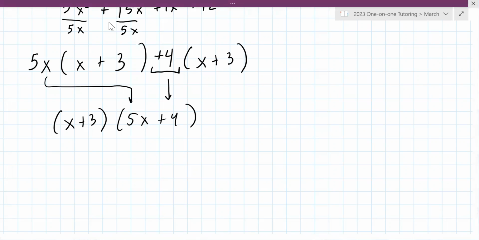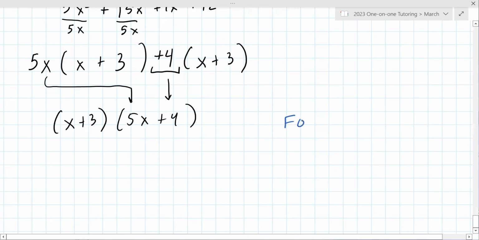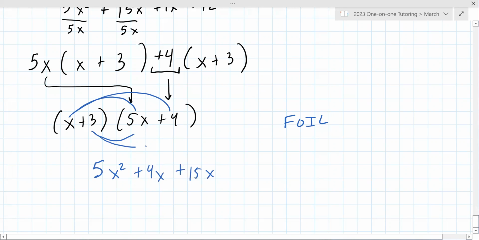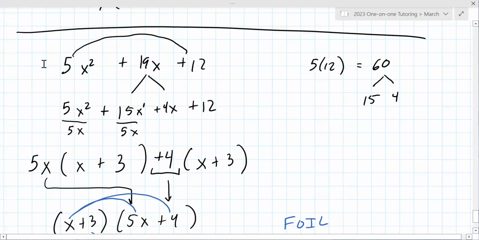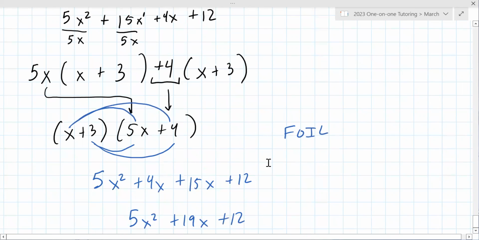And then just real quick, because we don't have much time here, if we were to FOIL this, you can see that it does get you back to the original. X times 5x is 5x squared. X times 4 is 4x. 3 times 5x is 15x. 3 times 4 is, sorry, 12. So 5x squared plus 19x plus 12, and that is the same as what we started with. Okay. All right, so we do have to stop here for tonight.